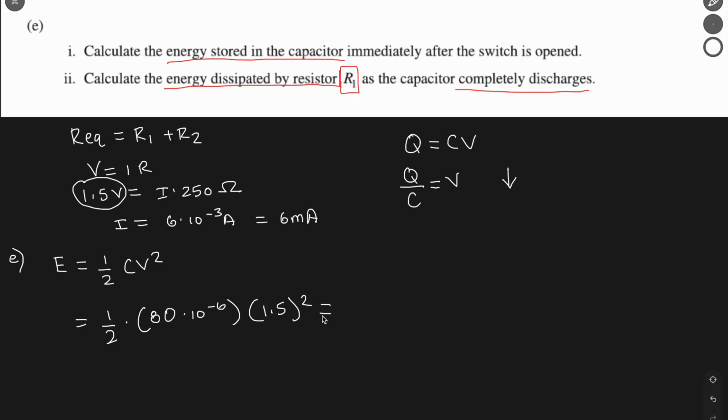And our answer should be something on the order of 9.0 times 10 to the negative 5 joules. So that was pretty straightforward. Now this next part, part 2, is a little more tricky. We need to calculate the energy dissipated by our resistor as our capacitor completely discharges.